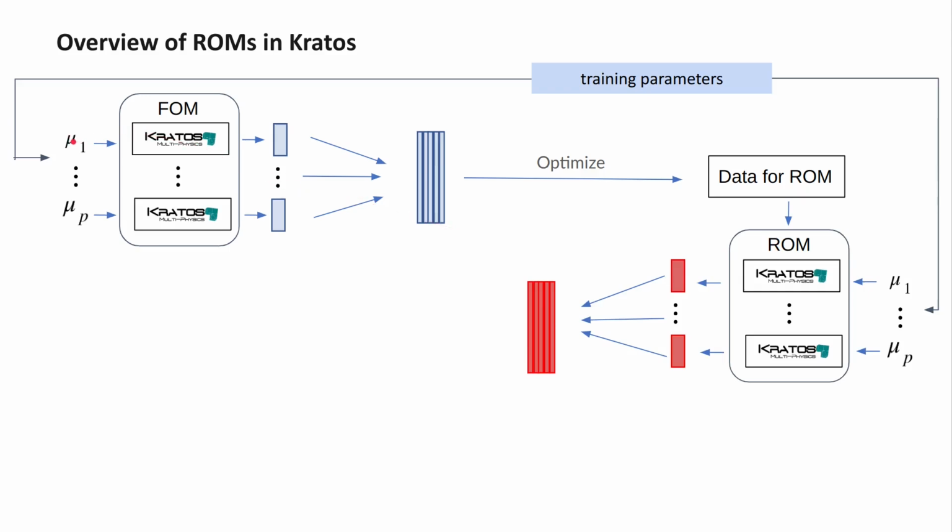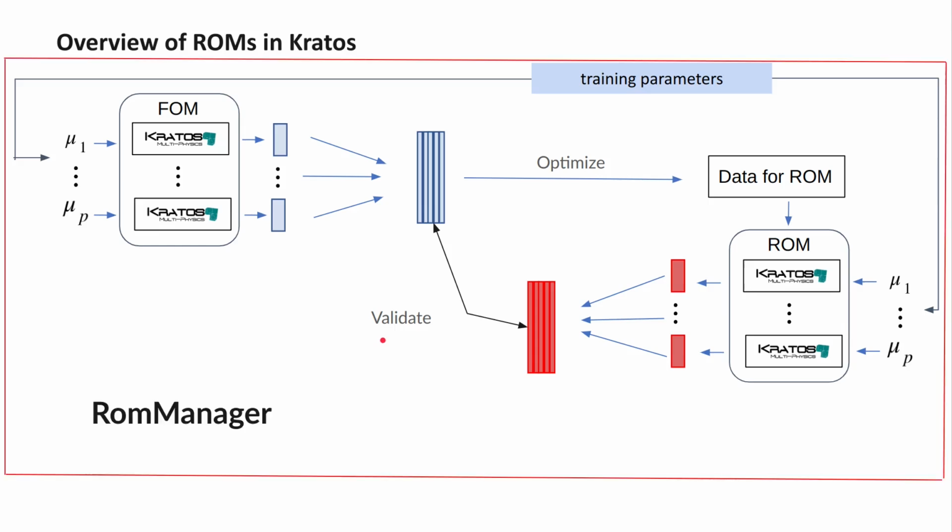Then one would like to launch these same parameters from mu1 to mu P and obtain approximated vectors U. Finally, one would like to validate that the reduced order model is behaving correctly by comparing the outputs of the training parameters mu1 to mu P, so the outputs of the full order models and the outputs of the reduced order models. These would be done for the training parameters, but this should also be done later for some testing unseen parameters. All of these procedures are managed in Kratos through the usage of this ROM Manager class.